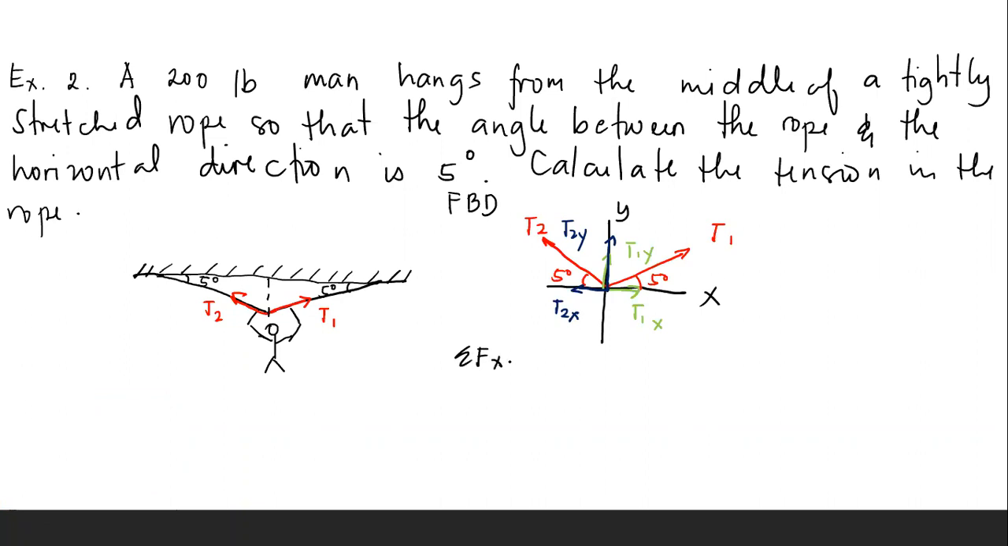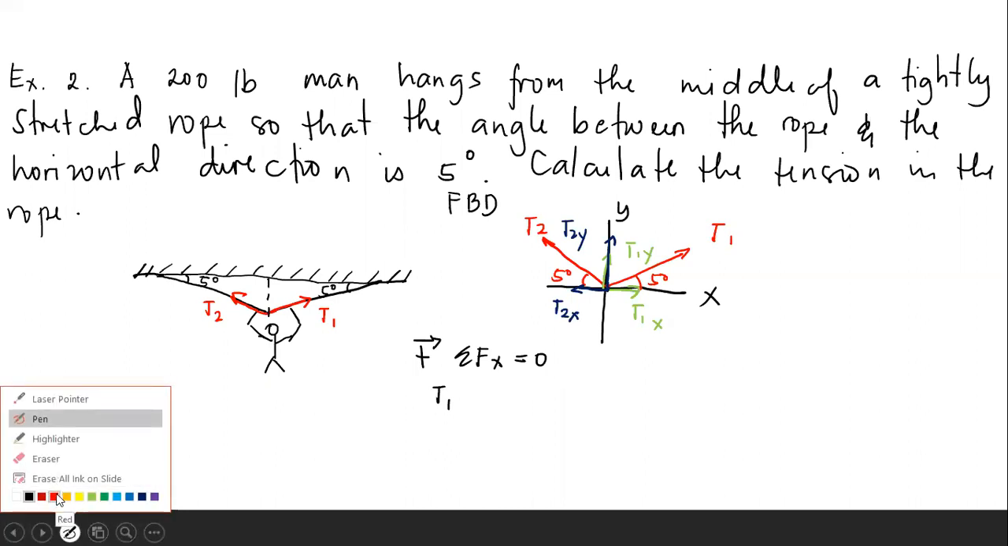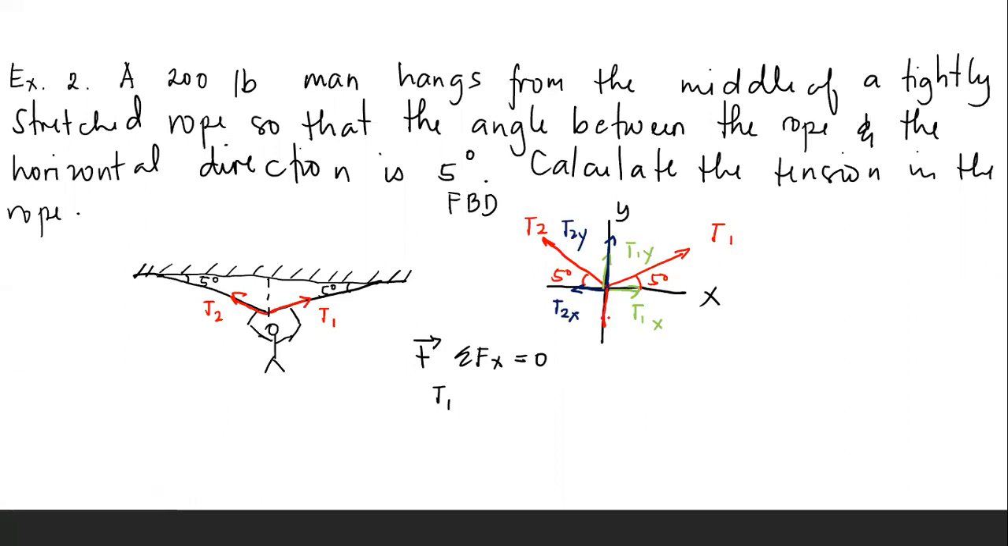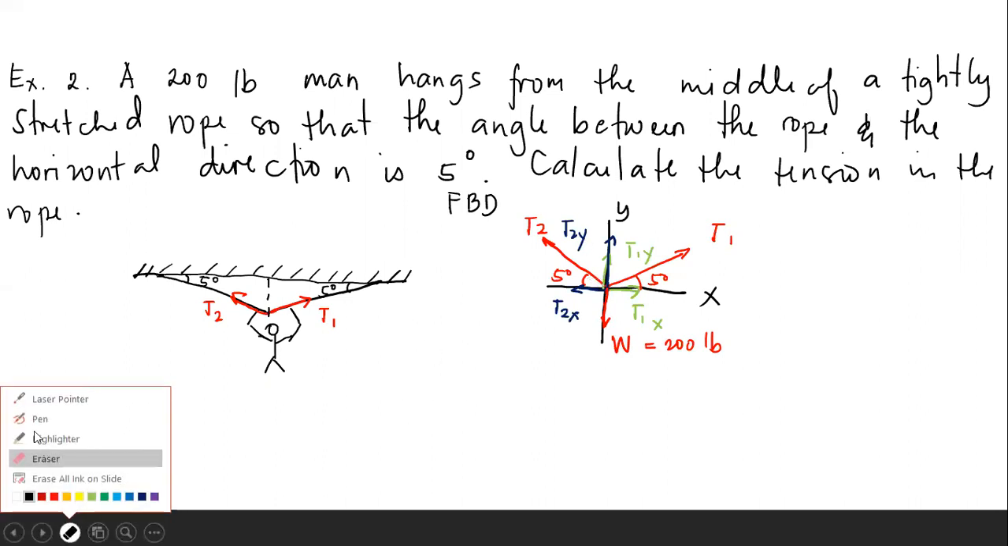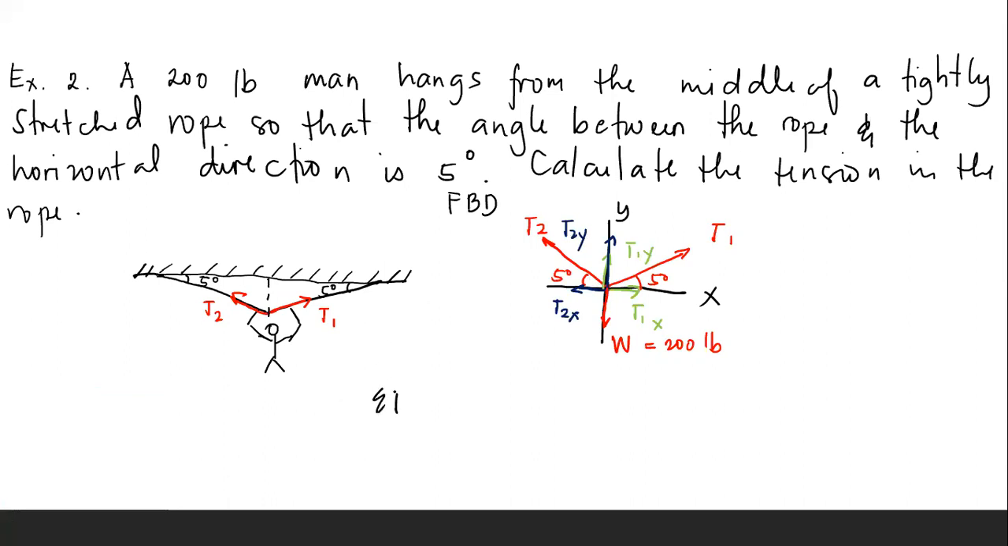Now, using the equilibrium, summation of forces at the x-axis equal to 0, positive going to the right. You have also the weight of the man, W, which is equal to 200 pounds. From the given figure, summation of forces at x, positive going to the right, equal to 0. You have your T1x minus T2x. Only your T1x and T2x are on the x-axis, equal to 0.